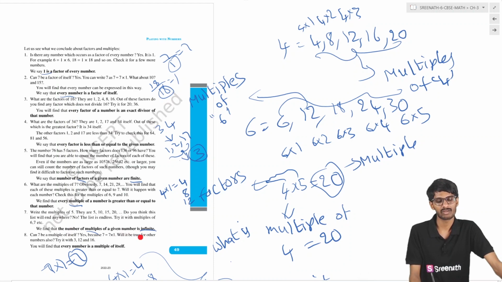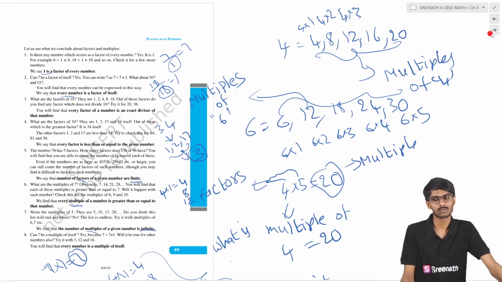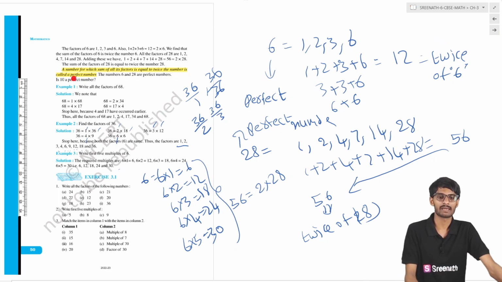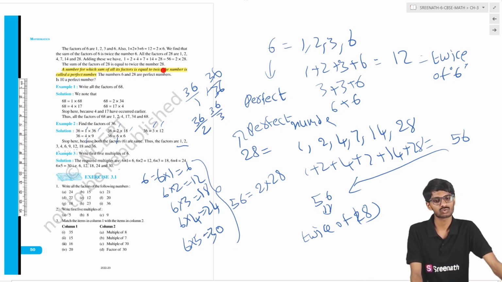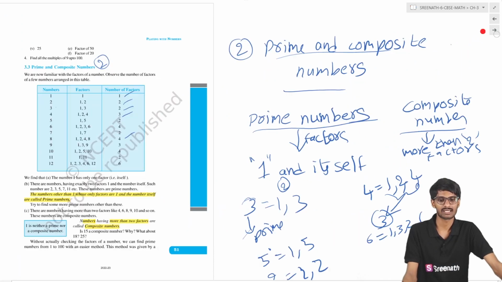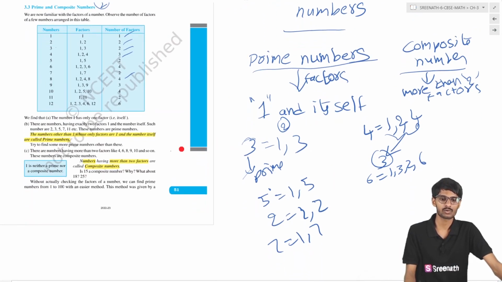The number of multiples of a given number is infinite, and every number is a multiple of itself. A number for which the sum of all its factors is equal to twice the number is called a perfect number. What is a perfect number? If the sum of all its factors is equal to twice that number, then we call it a perfect number, students.